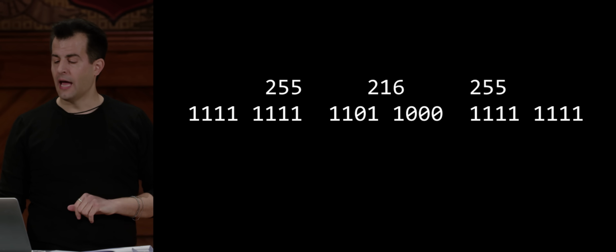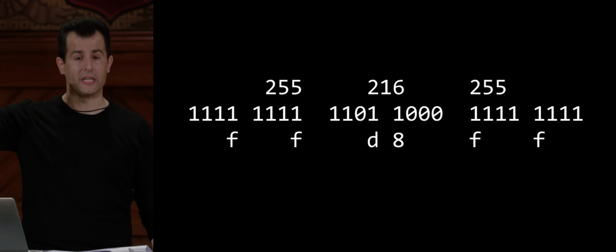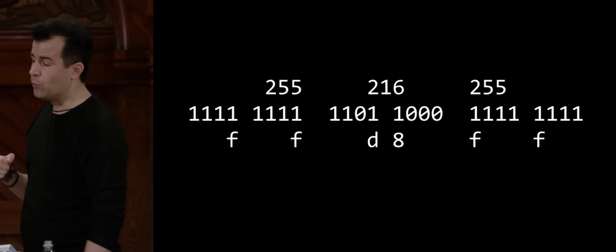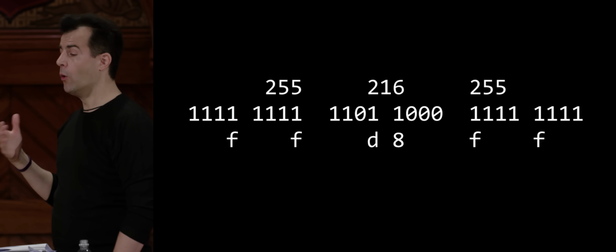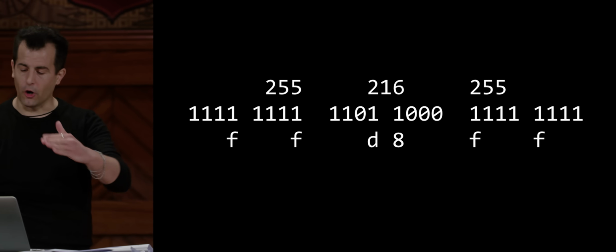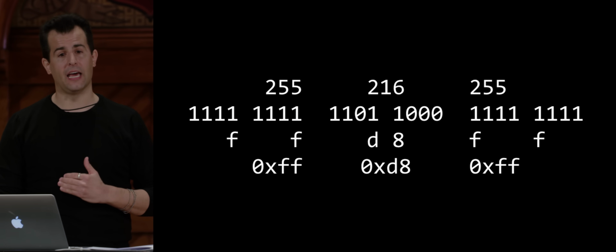So with that said, how do I represent these? 1, 1, 1, 1, I said, is 15. And again, if we do the week 0 math, 1, 1, 1, 1 will equal 15, or F. Meanwhile, 1, 1, 0, 1 will equal D. And 1, 0, 0, 0, per week 0, is 8, and so forth. So this is just a very methodical way of taking decimal and presenting it instead as hexadecimal.